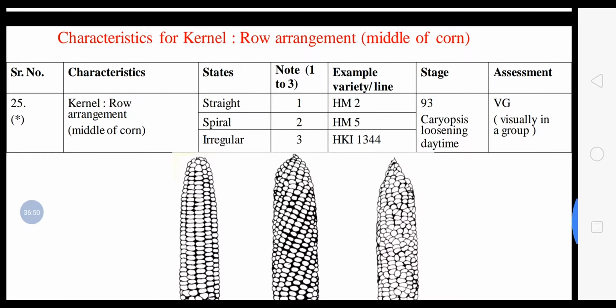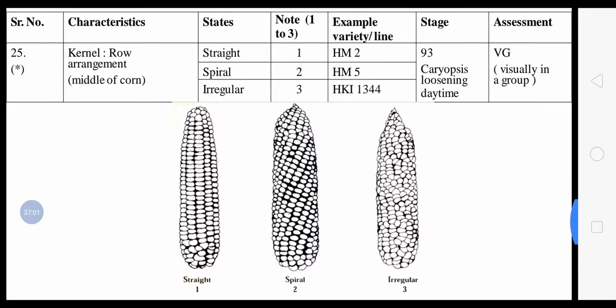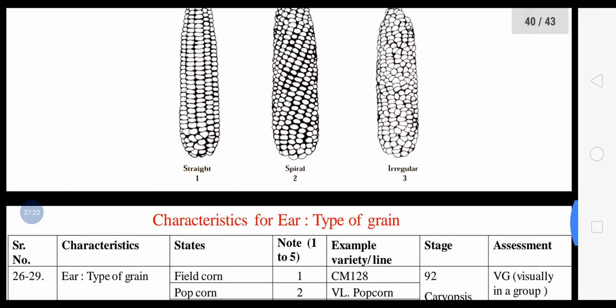The 25th character is row arrangement. Row arrangement may be straight, given as score 1, spiral as 2, and irregular as 3. Here the cobs you can see, first cob is very straight, then spiral is second one, and irregular. Irregular means there is no row arrangement. Straight is HM2, spiral is HM5, and irregular is HKI 1344. Stage is here again caryopsis loosening daytime stage, and visually in groups the characteristic is studied.